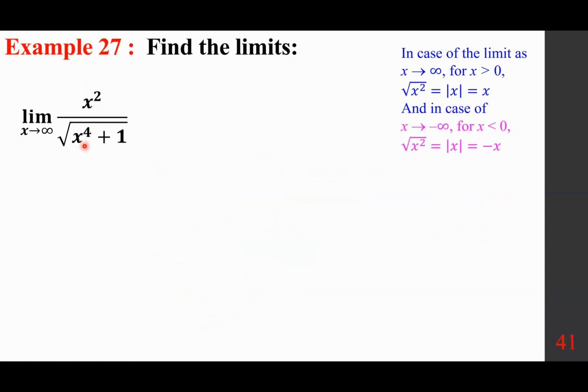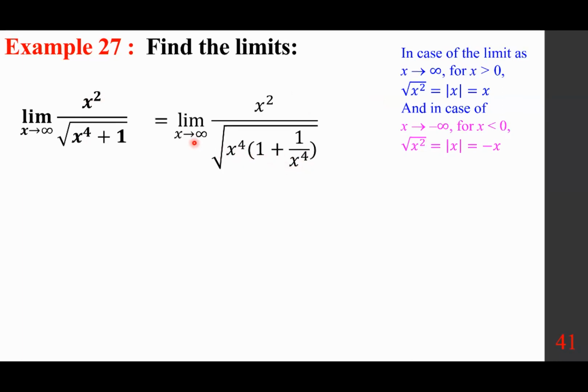What about the limit of x squared over the square root of x to the power of 4 plus 1 when x approaches infinity? And I'm going to remind you of what I told you on the previous page. Therefore, the technique we're going to use, we're going to take the x to the power of 4 out. And so the top doesn't change. This becomes x to the power of 4 times 1 plus 1 over x to the power of 4. X is approaching infinity, so it just comes out as x squared.